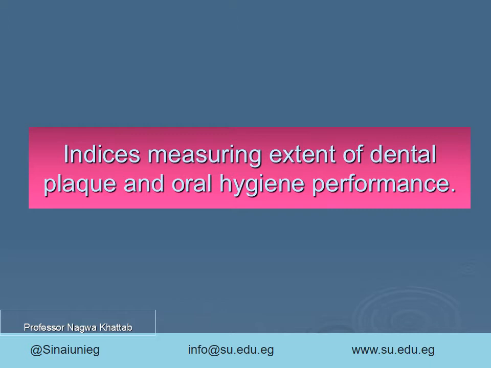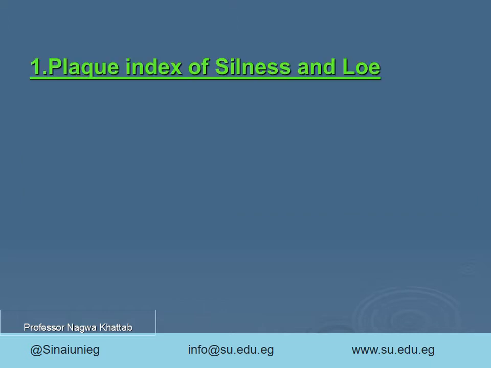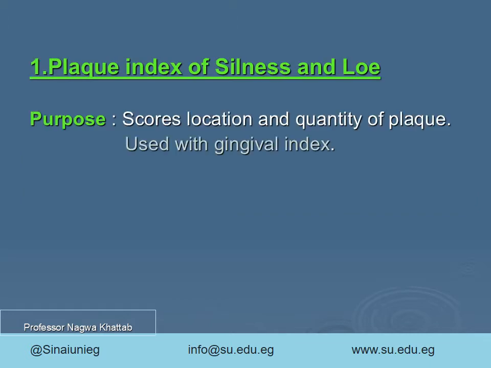Start with the index for measurement of dental plaque. أول واحد هنتكلم عليه plaque index of Loe and Silness or Silness and Loe. The purpose of this is to score the location and the quantity of the dental plaque. This index usually used with the gingival index. They have the same author.